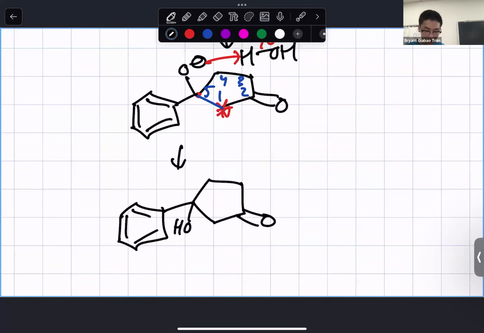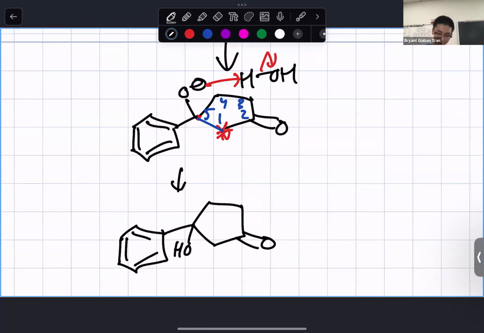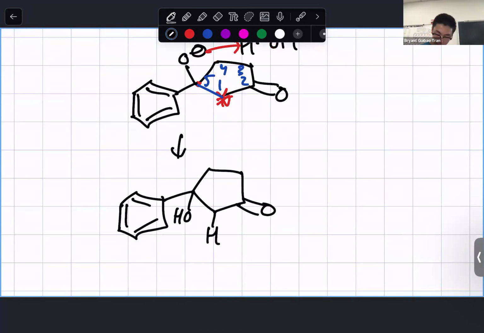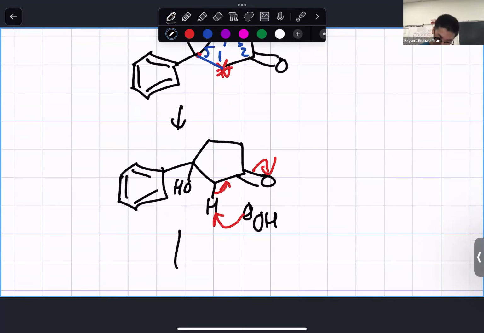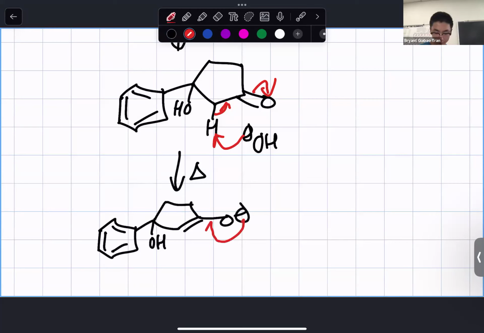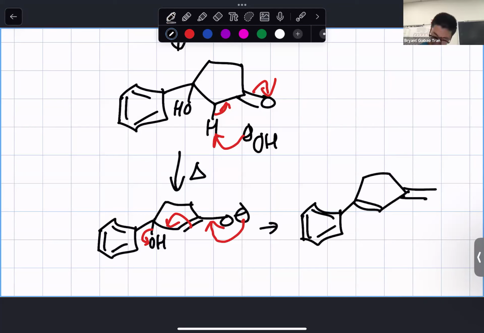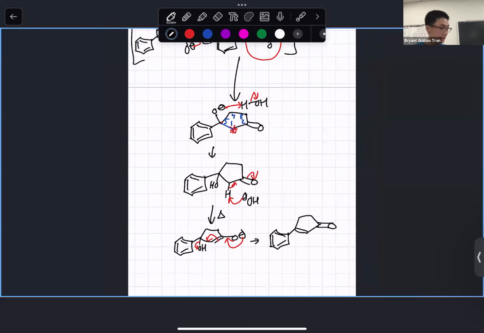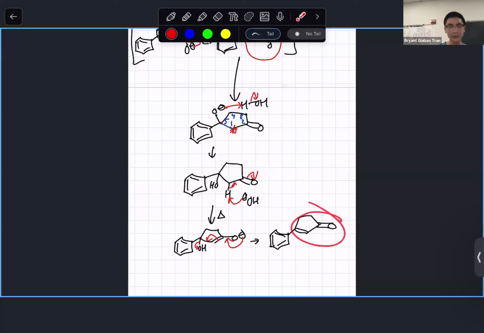Okay. But if we are in heat, we cannot stop here, right? We are going to deprotonate the alpha hydrogen again, form the enolate ion. This is in heat. O minus. And then from this point, we reform the carbonyl, shift the double bond here, and then kick out that hydroxy group to get this alpha beta unsaturated carbonyl there. And in intramolecular reactions, we always form a ring, which is this ring right here.